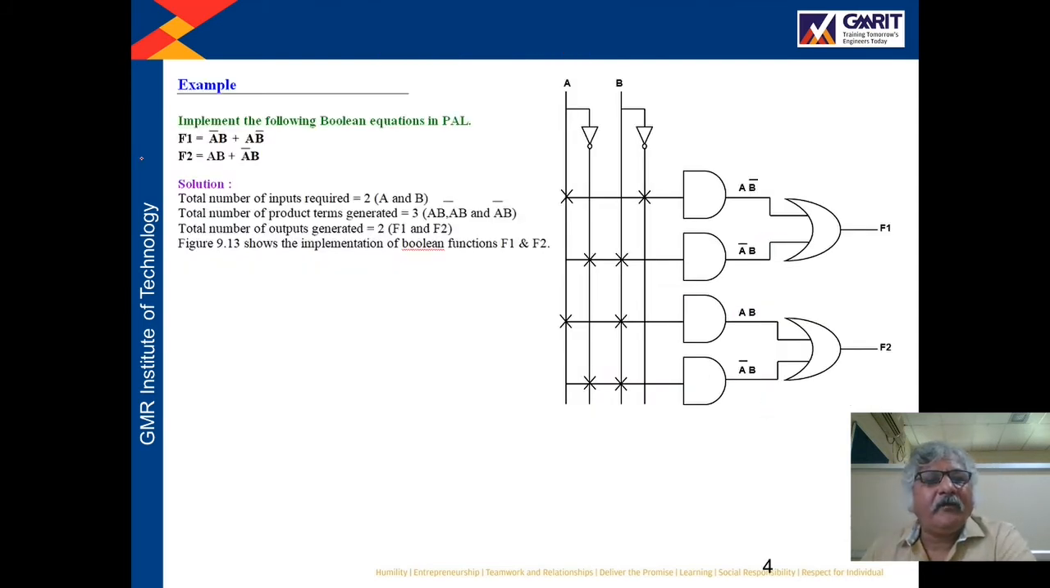Now here we will see one example: implement the following Boolean expression in PAL.